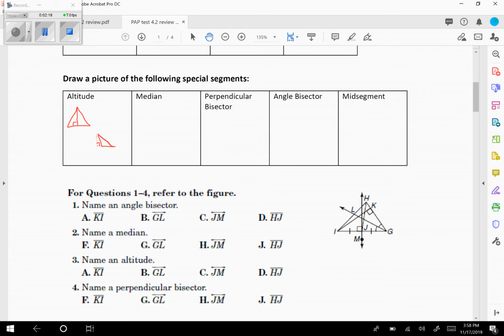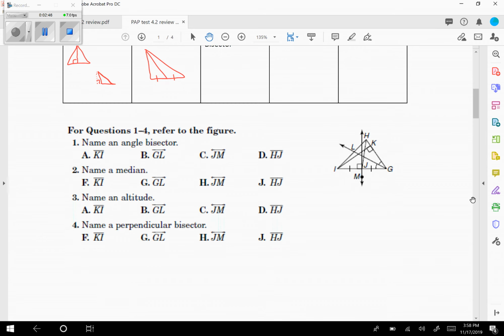Okay, another one that I will draw will be a median. Okay, because that one can be a little tricky. So we've got our triangle. Okay, a median, it's going to go from a corner and it's going to go to the middle of a side. So it's going to create two congruent pieces over there. And you don't know if it bisects that angle or not. All you know is that it bisects a side.